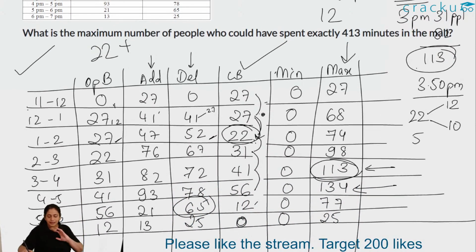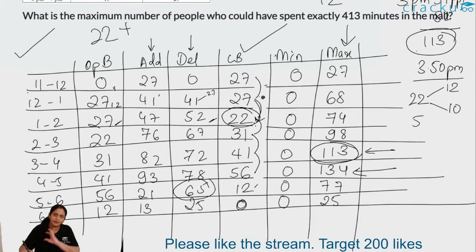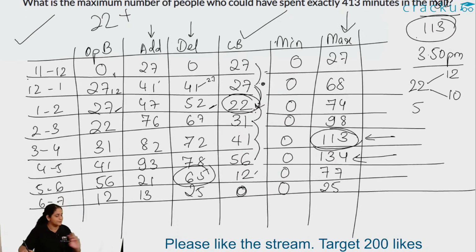So this is basically how you solve this set. Once you had the opening balance, addition, deletion, closing balance, it became very easy to figure out the answers. Whenever you get any DI set where you have data split over time periods, where data from one time period flows into other time periods, always have this opening, addition, deletion, closing balance format. It becomes very easy once you follow that format.